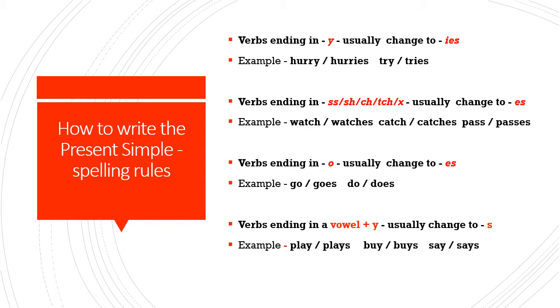And the last rule here, if the verb ends with a vowel, now don't forget, vowels are A, E, I, O, and U. So any of those vowels, and then you have the letter Y, then usually what we do in English with the spelling is we just add S. So we don't change the Y. The Y stays there. We just put S after it. So play becomes plays, and buy becomes buys, and say becomes says.